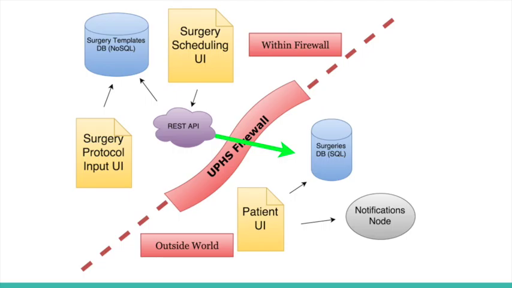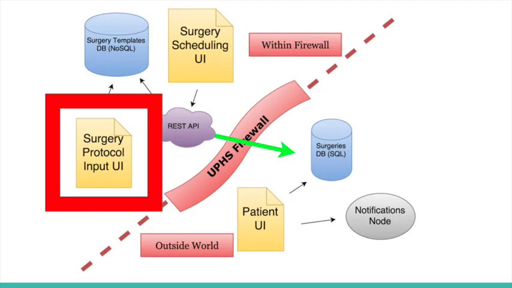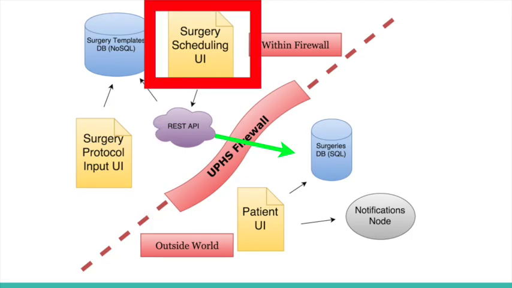Our architecture has three user-facing endpoints: the Surgery Protocol Input UI, Surgery Scheduling UI, and Patient UI. We'll start by looking at the Surgery Protocol Input UI, which is where the surgeon would create sets of instructions to be given to patients for a certain type of surgery. The instruction sets will then be sent to the Surgery Templates database. When a scheduler sits down with a patient to set the date for their surgery, they can choose the template relevant to the patient's surgery and customize which instructions will be included in their set. This will be done through the Surgery Scheduling UI.